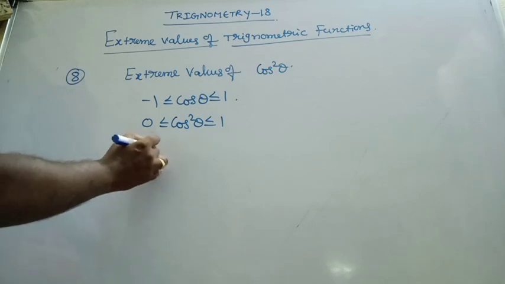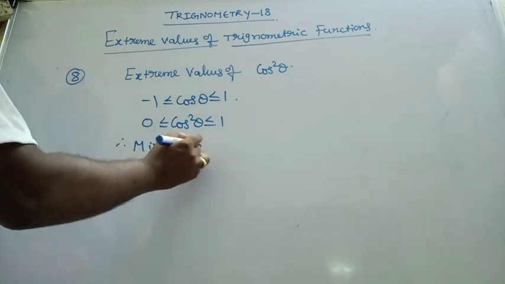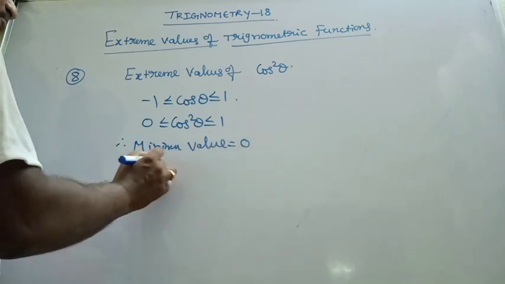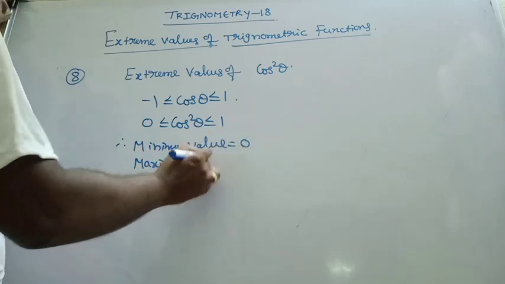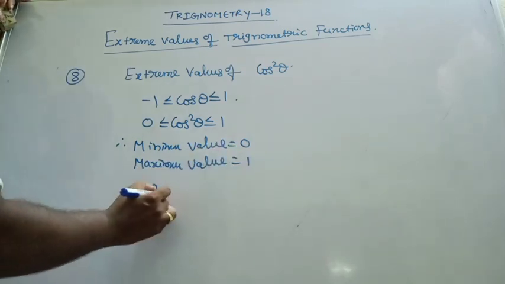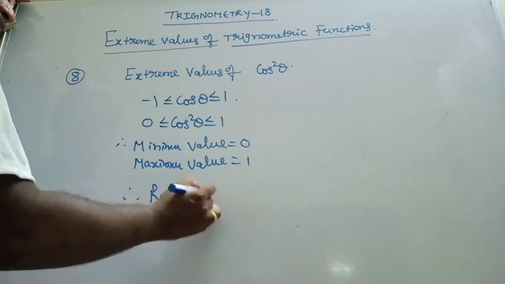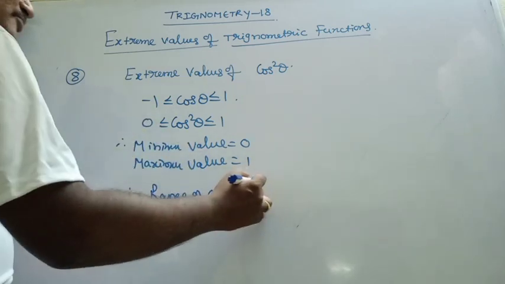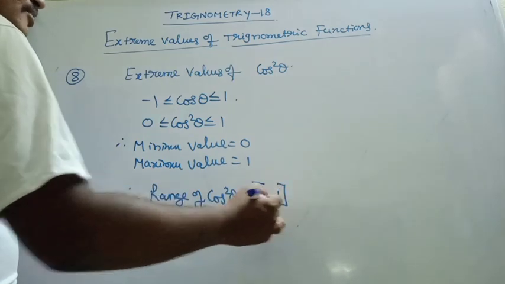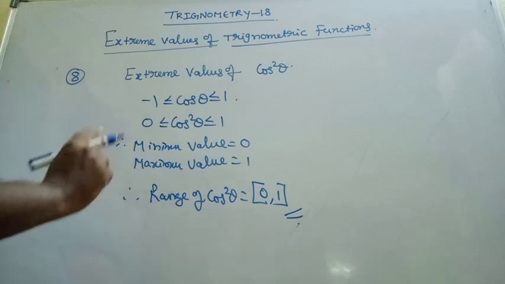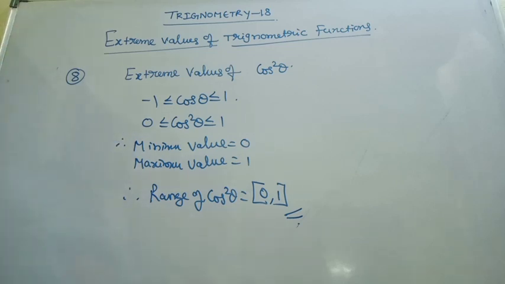Therefore, the minimum value is equal to 0 and the maximum value is equal to 1. Therefore, you see here the range of cos square theta. Range means minimum value comma maximum value, that is 0 comma 1. Like this you are having here, right? The extreme values of cos square theta: minimum value is 0 and maximum value becomes 1.